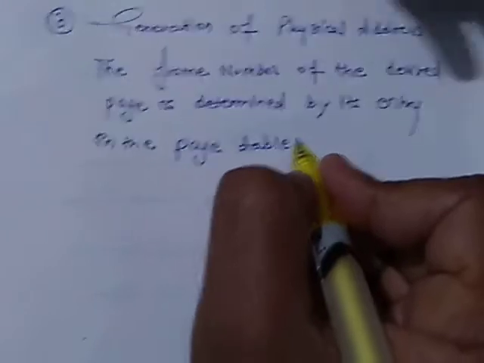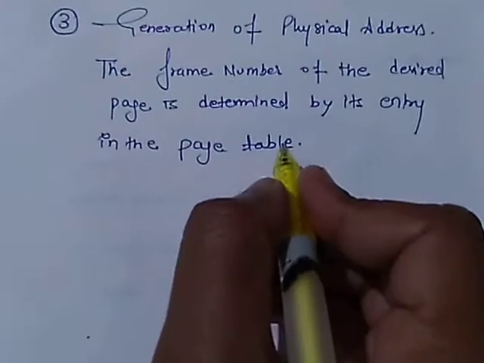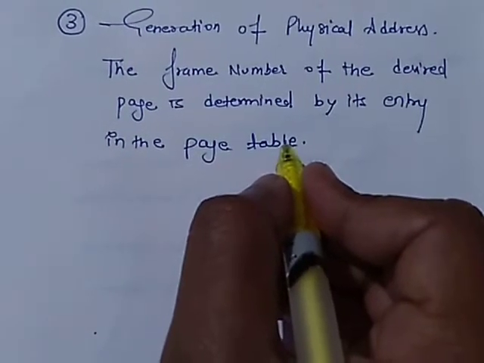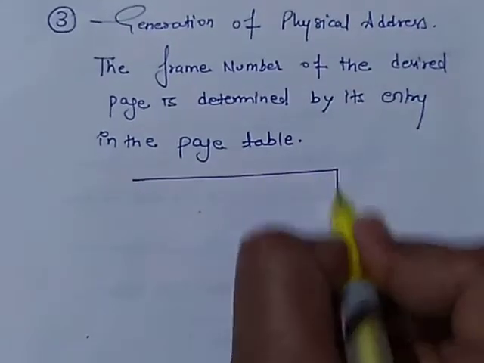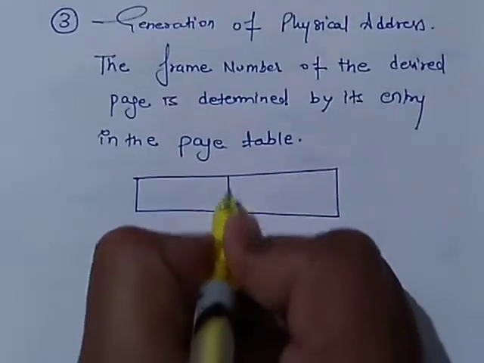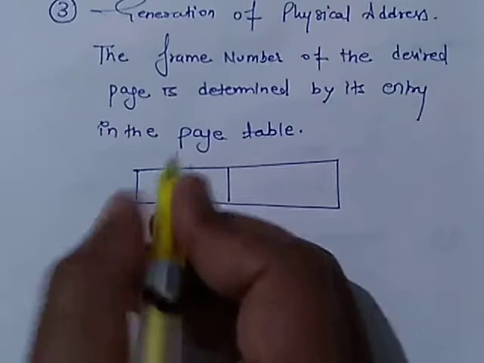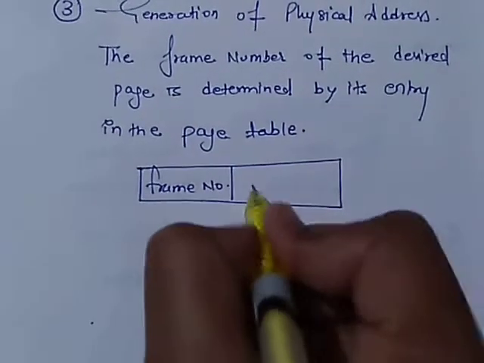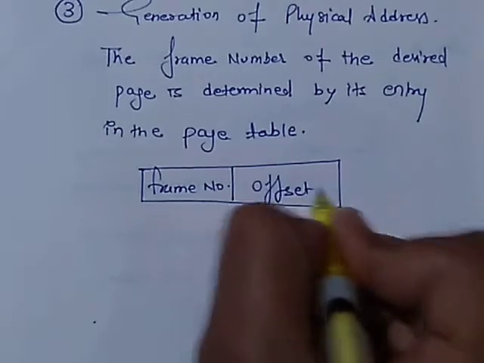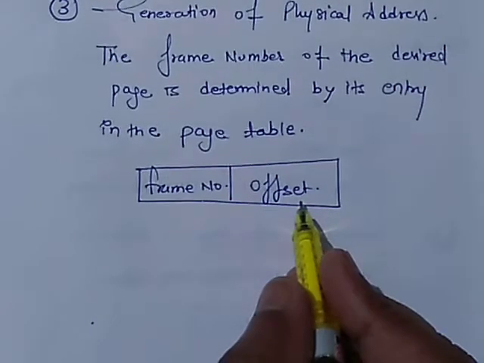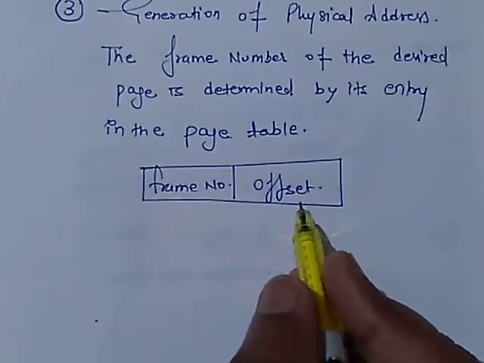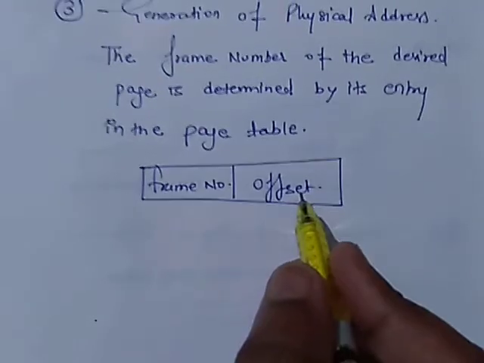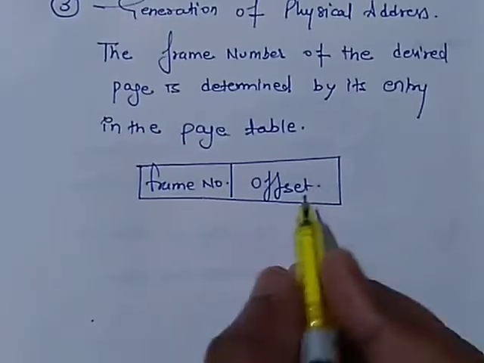A physical address is generated which also contains two parts. One part is the frame number and another part is the frame offset. The offset will be similar to the logical address offset, so it will be copied from the logical address.